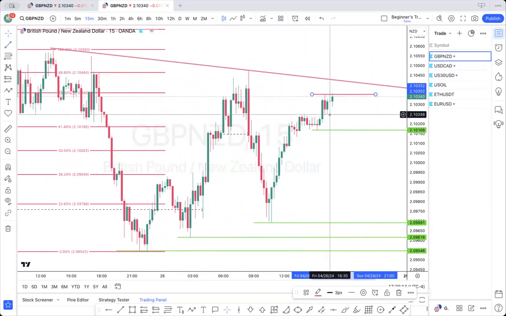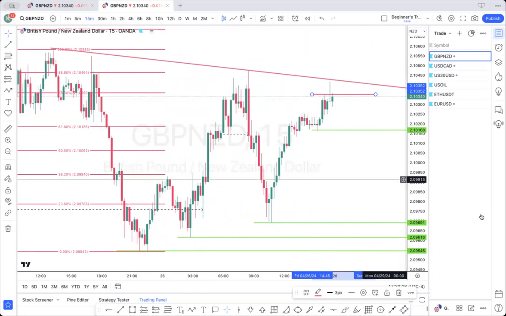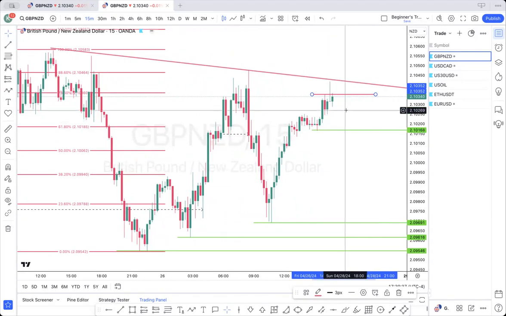But I need to see it break first. I hear everybody say they want catbird, they want catbird, they want catbird, right? But for me, catbird means that price has broken structure and pulled back to the imbalance or order block. That is the catbird for me.